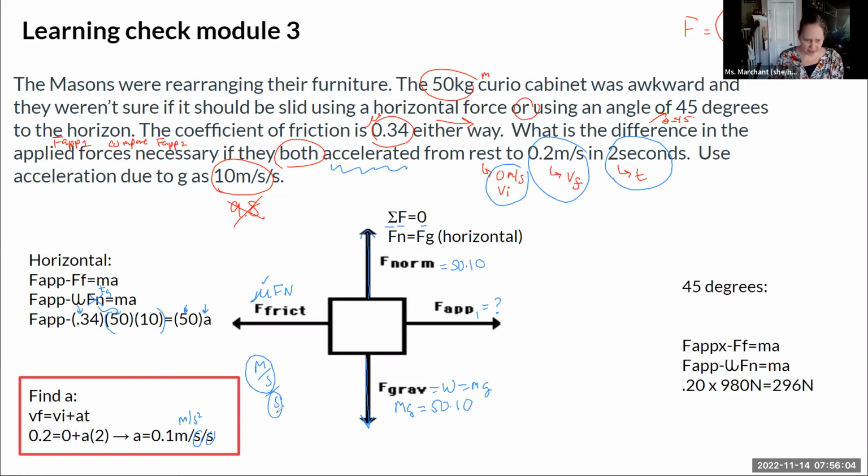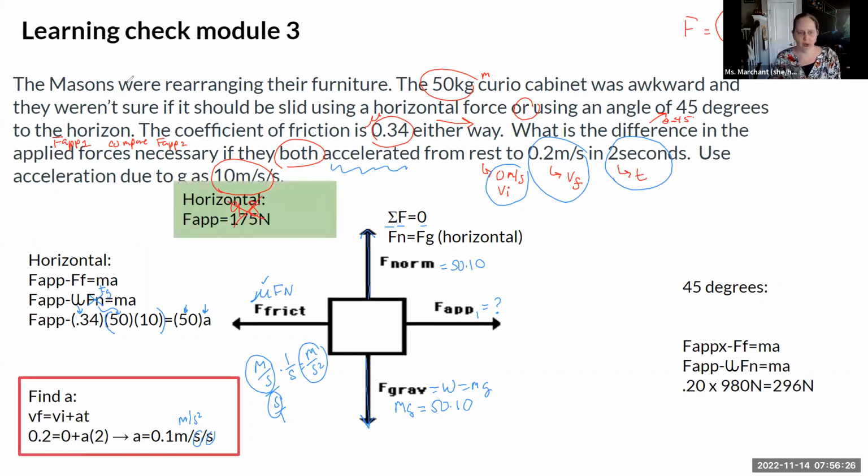And for those of you that struggle with the math there, remember that second is over 1. When I'm dividing by two fractions, it's the same as multiplying by the reciprocal. So that's how you get meters per second squared for your acceleration. Now I can plug that acceleration back in and get a force applied. So my force applied, if we are doing horizontal, is going to be 175 newtons.